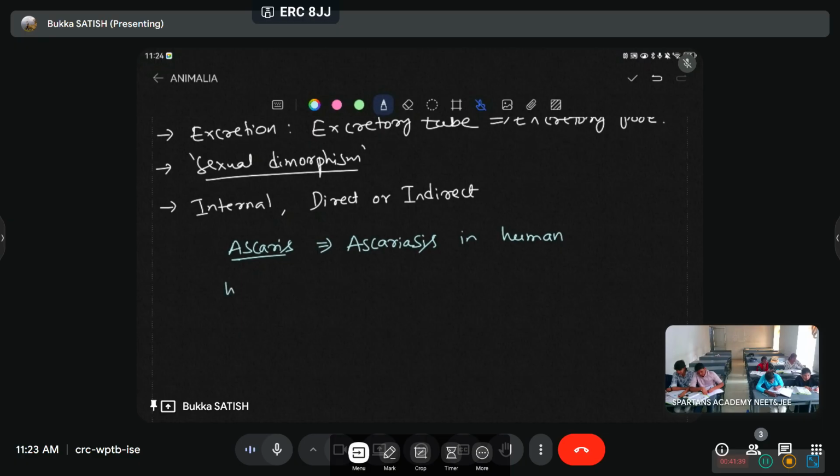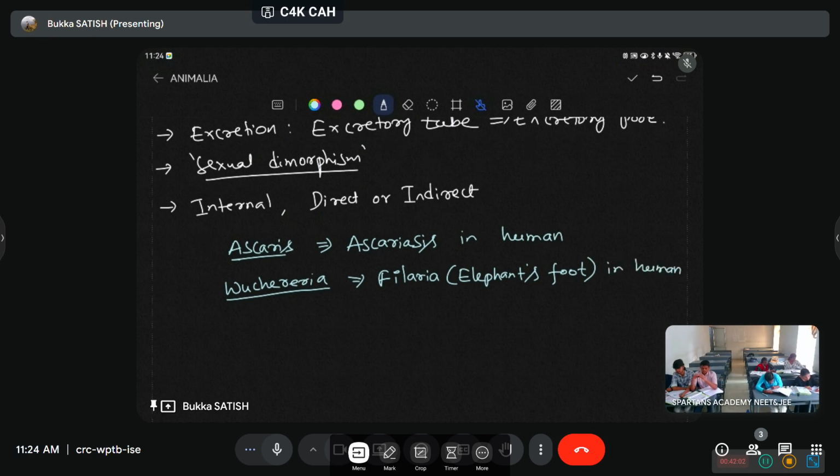Next, Wuchereria. This one causes filaria, also called elephant's foot in human. The next one is Ancylostoma, which is hookworm. We will come across these two in 12th syllabus.